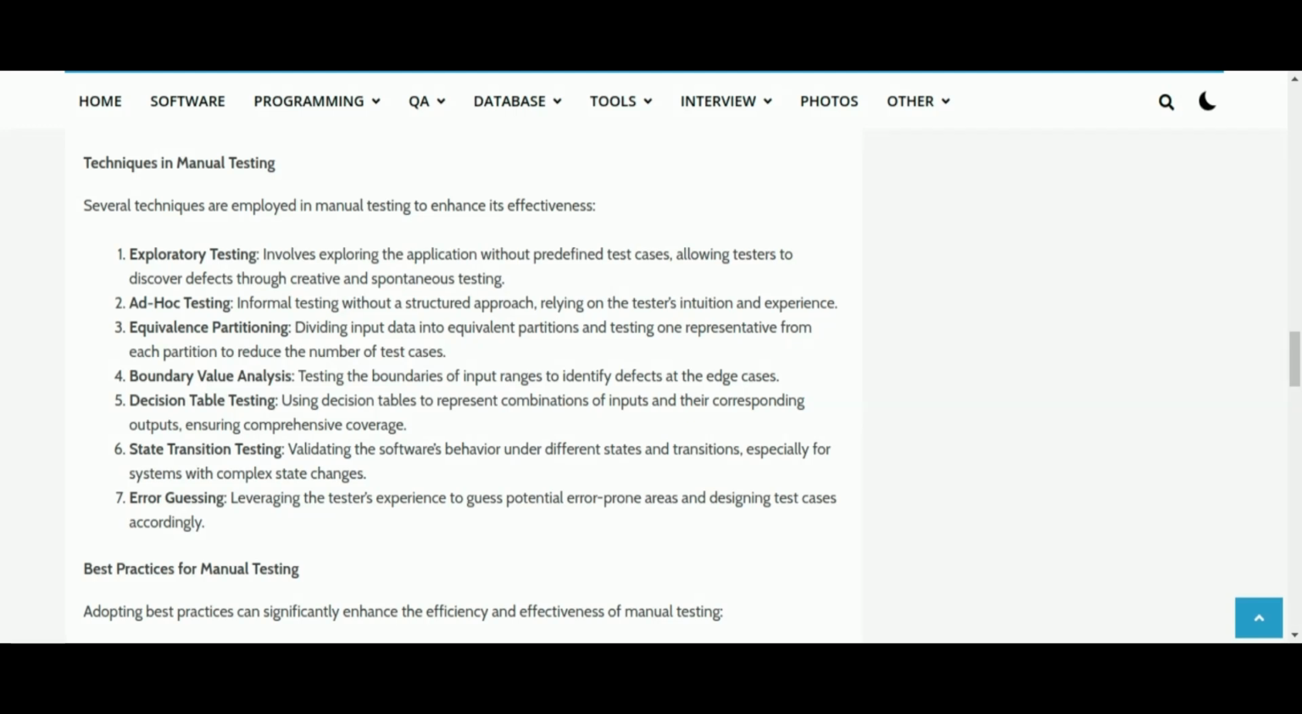Okay, so what are the techniques of manual testing? This part I have done. Total 7 techniques when I write test cases in manual testing. Okay, so in the next session I will discuss best practices and challenges. Thank you so much.